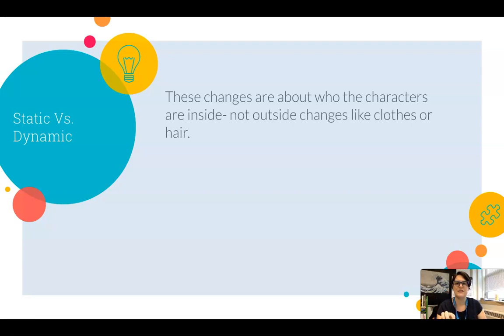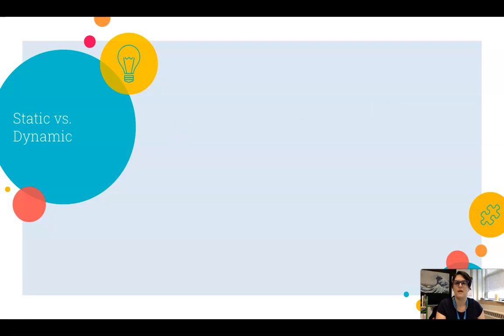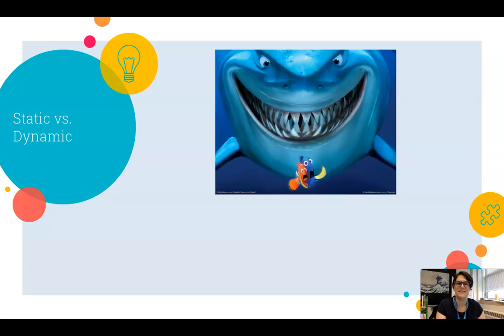So when we're talking about these changes, if they're static and staying the same, or if they're dynamic and they're changing and they're different at the end, we are not talking about changes like I'm taking my glasses off or suddenly I'm wearing glasses. We're not talking about those kind of changes. We're talking about the internal personality, beliefs, those kind of changes. We're talking about who they are inside, what they believe, how they act, all those kind of things. Alrighty, so really quick, let's talk about some examples.